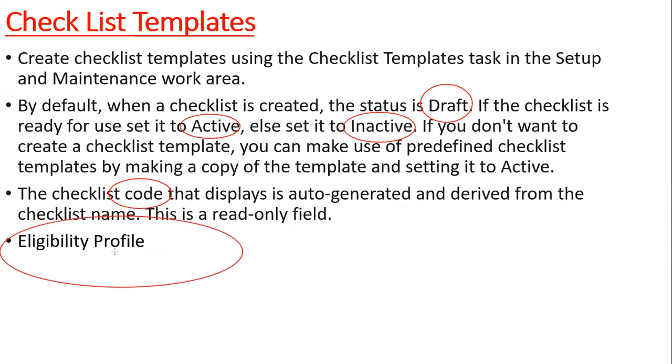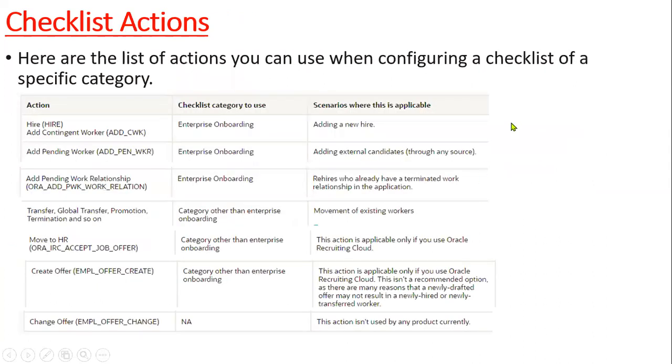And we have the eligibility profile. Once the checklist is created, if we want to assign it only to specific employees, not all, and put some eligibility criteria based on employee person information or employment information, we can use the eligibility profile. The eligibility profile is a common concept we'll find in benefits management, as well as in payroll element creation, goals, and some other places. So that's about the checklist template.